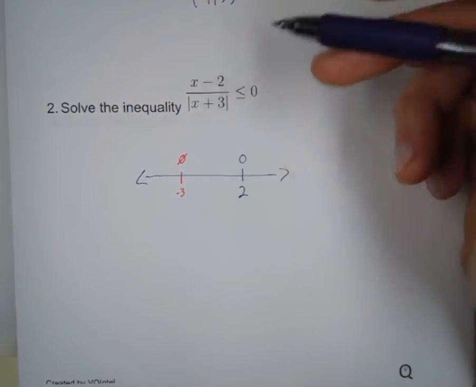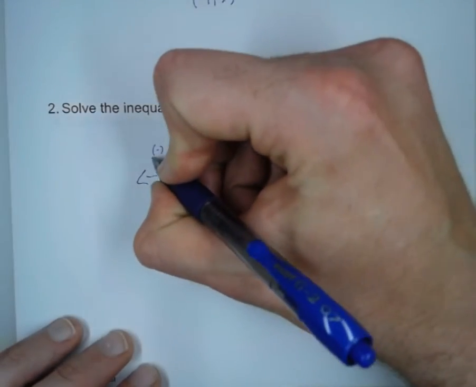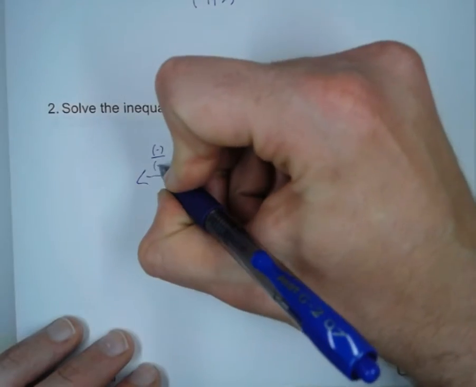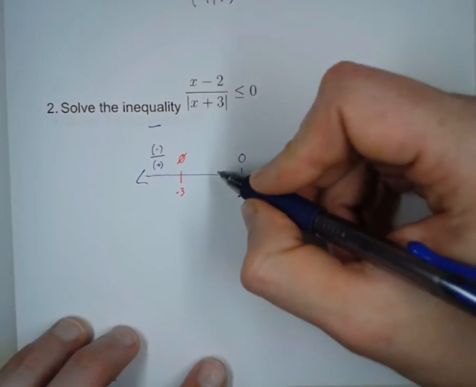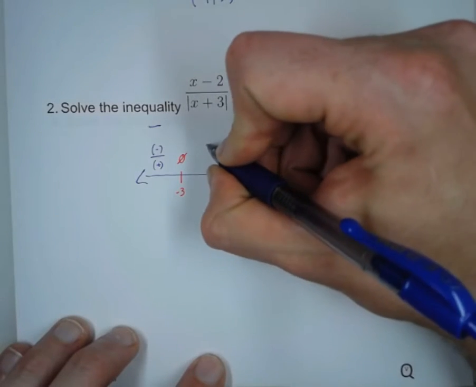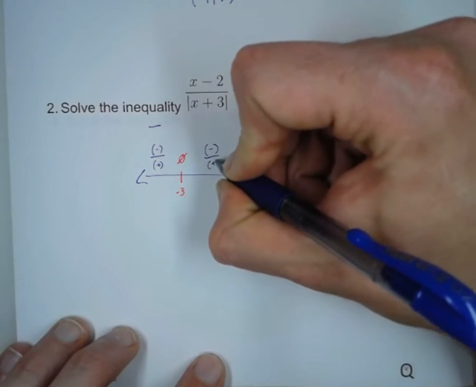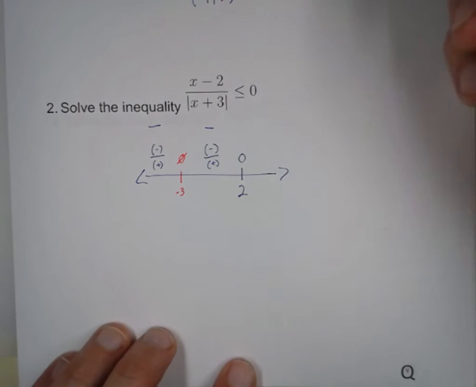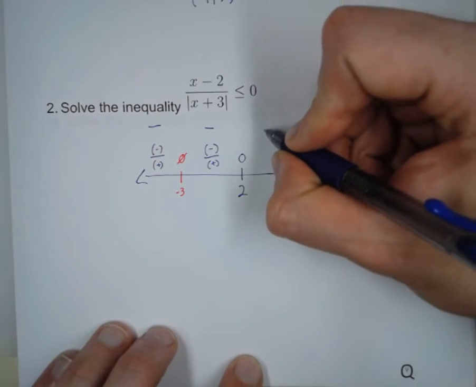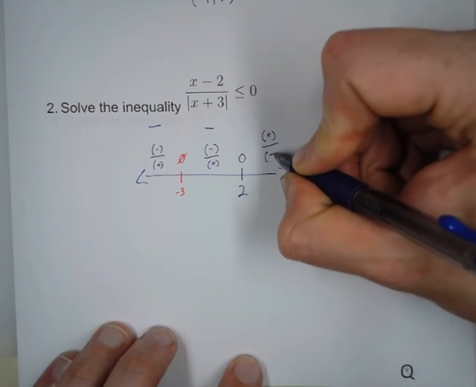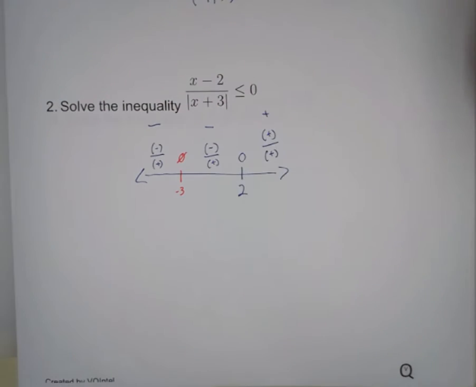Over here, if I plug in -4, that's a negative on top and a positive on bottom, because no matter what, it's going to be positive. So that's negative. Over here, if I plug in 0, that's a negative on top and a positive on bottom, so that's negative also. And then over here, I plug a 3 on top, so that's a positive on top and a positive on bottom, so that is positive.